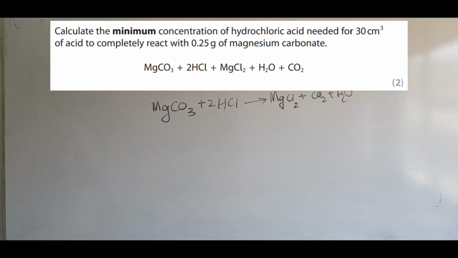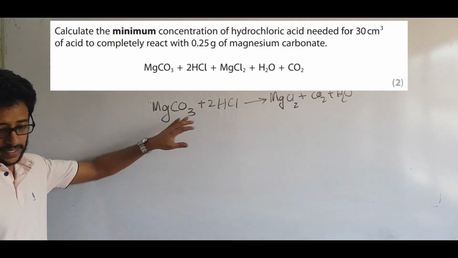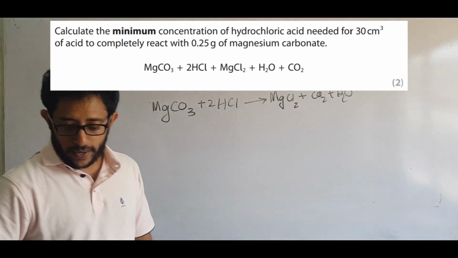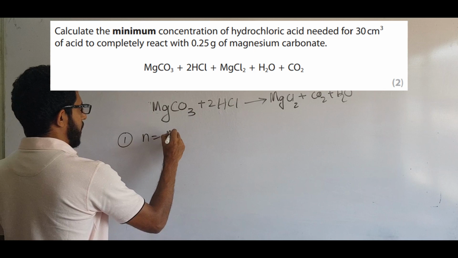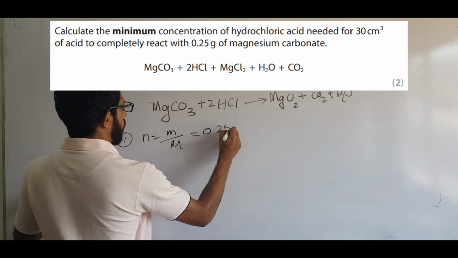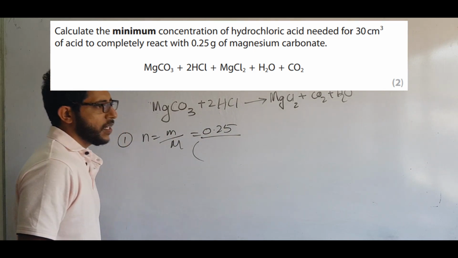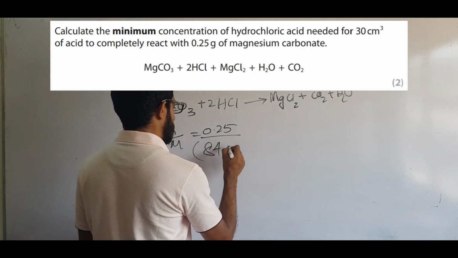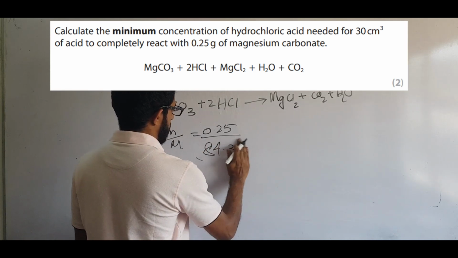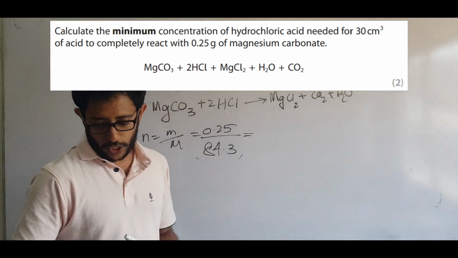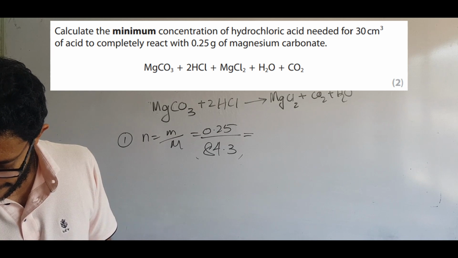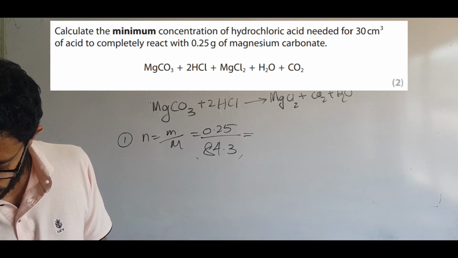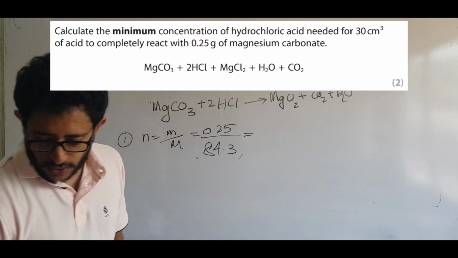What they are asking is the minimum concentration of hydrochloric acid needed for 30 cubic centimeters of acid to react with 0.25 gram of magnesium carbonate. Again, amount is given. So n equals small m over capital M. 0.25 magnesium carbonate they have given. So it is 84.3, the molar mass of magnesium carbonate. That is equal to 2.9655.